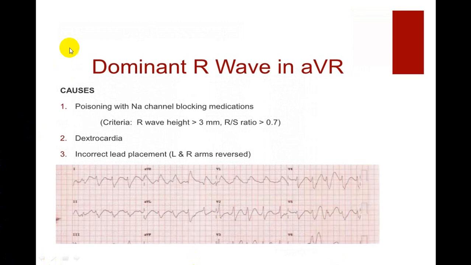Now there is another thing: R wave can be prominent in aVR. Normally the QRS complex is inverted. Whenever you get a prominent R wave in aVR, do look for dextrocardia, which is most common. Another cause is if the left arm and right arm leads are reversed. This is another very, very common and forgotten cause, and you misdiagnose it as dextrocardia.